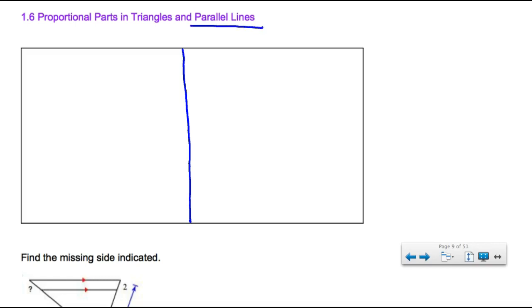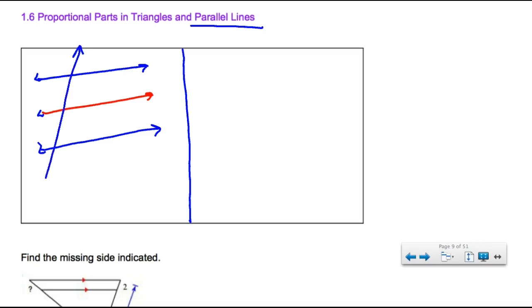So what I want you to do is let's draw a set of three parallel lines. And we're going to cut those parallel lines by two, what we call transversals. One going like this. Let's send the other one going like that. So these are running parallel, and I've got two transversals slicing them.